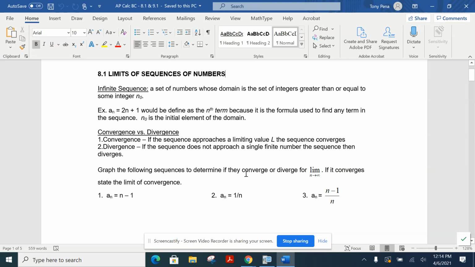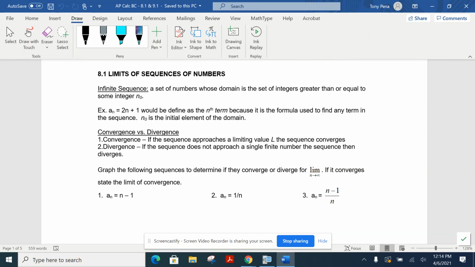See at the top where it says limits of sequences of numbers. So what this chapter really gets into is infinite sequences, infinite series. We are starting with the idea of a sequence. An infinite sequence is a set of numbers whose domain is a set of integers. That's important. When we start talking sequences, they are going to be integers greater than or equal to some initial integer, whatever we define that to be.